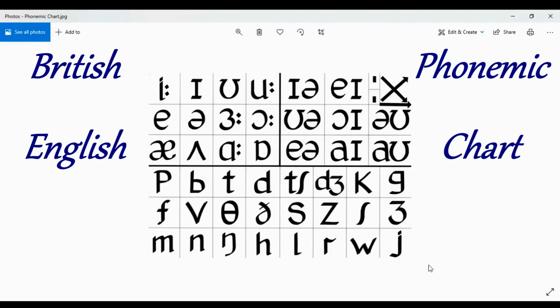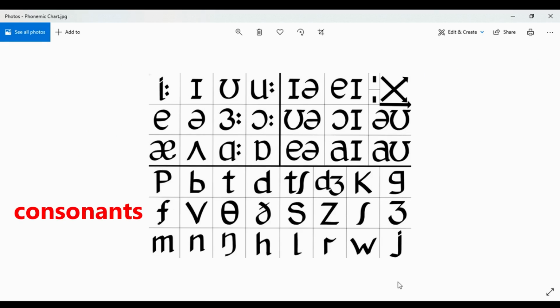This is a phonemic chart showing the 44 sounds used in British English. There is an equivalent in American English and other variations. If you're learning the Northern Irish accent, or indeed any English accent, this is your friend, a vital resource. The chart is broadly split into two sections, 24 consonants and 20 vowels.